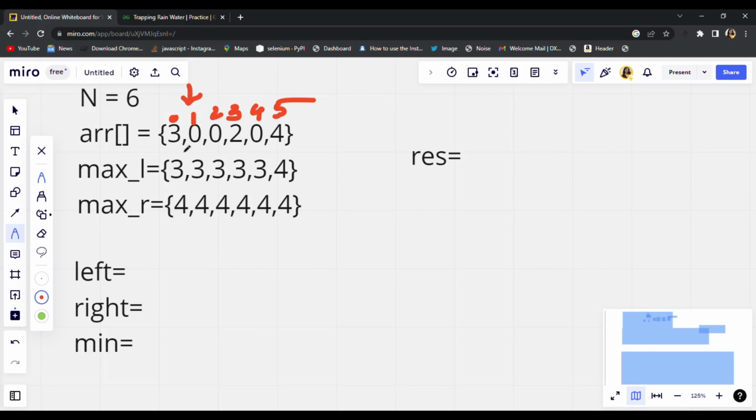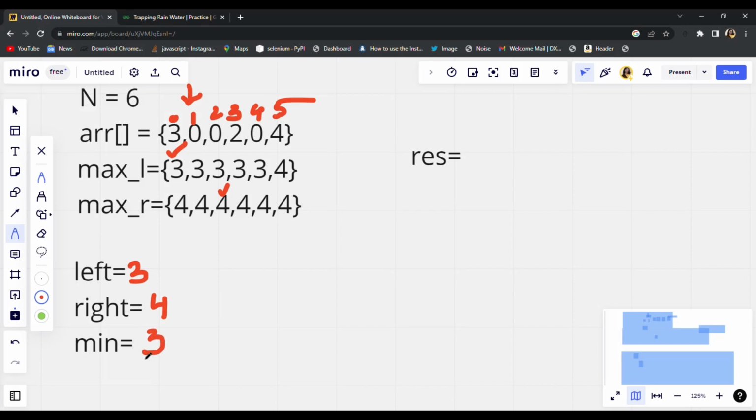So on the left side of it, the maximum height block is 3, right? And on the right side of it, the maximum height of the block is 4, right? It's 4. We can get it directly from these two arrays. There's no need to run a loop as we have discussed earlier. So now what do we need to do? We need to find the minimum among these two, which is 3.